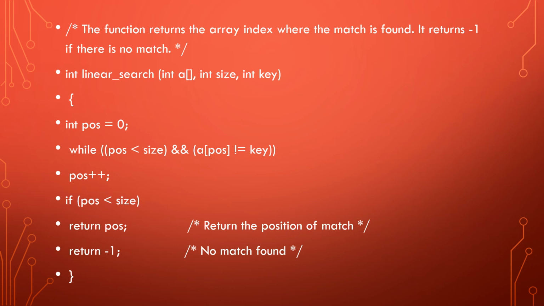If the position value is less than size, we return pos, otherwise we return -1, which indicates that the element is not found in the array.